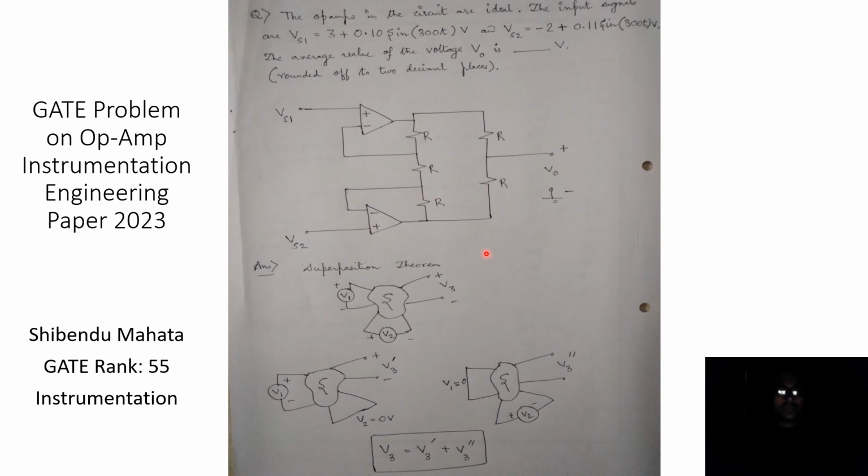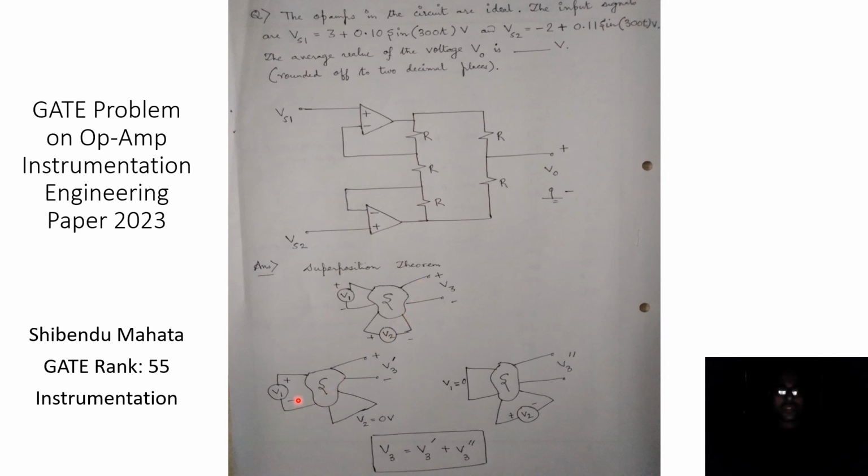Now, before going forward with the solution, let's revisit our understanding of the superposition theorem. With the superposition theorem, you are given a linear system, and it could be a linear circuit also. Let's say there are two voltage sources applied to this system, V1 and V2, and we are interested in measuring the output voltage, let's call it V3. Then superposition is a divide and rule policy.